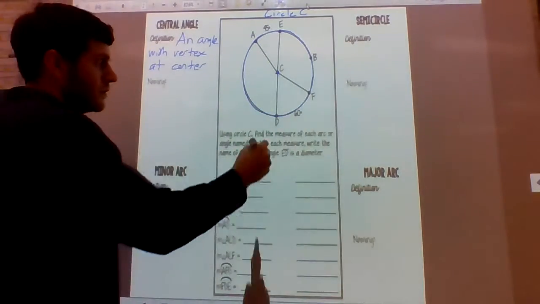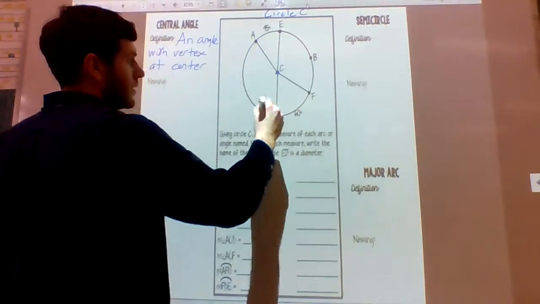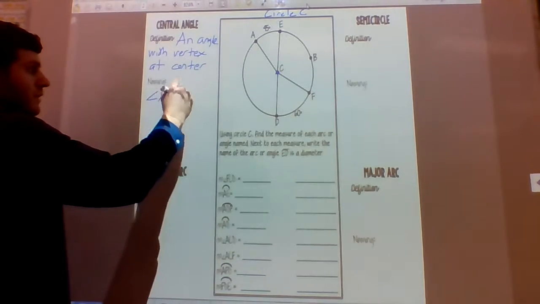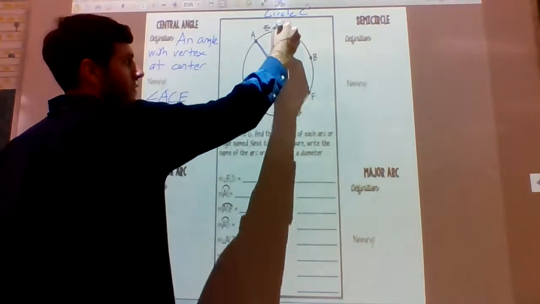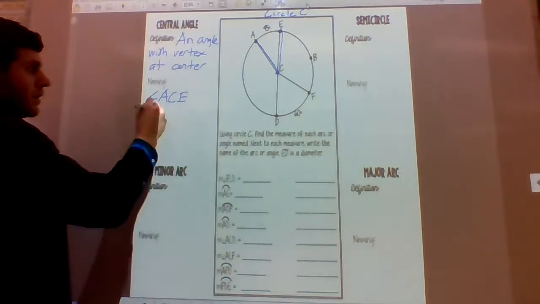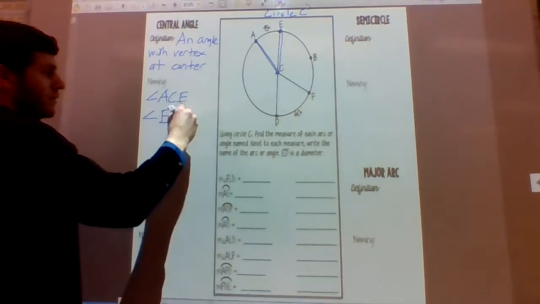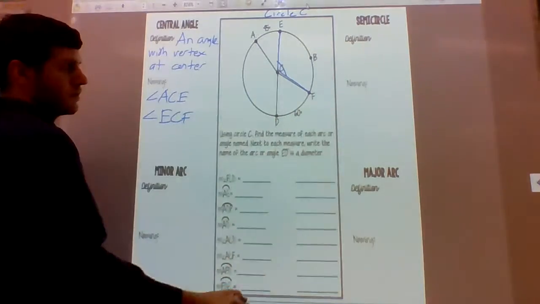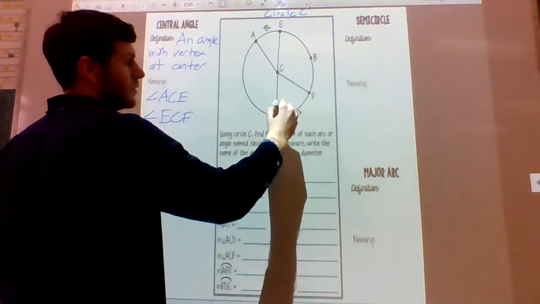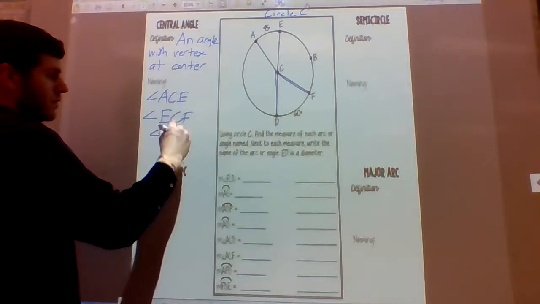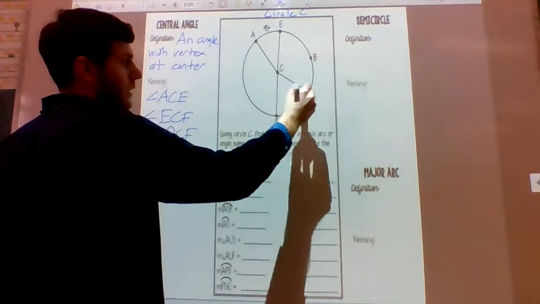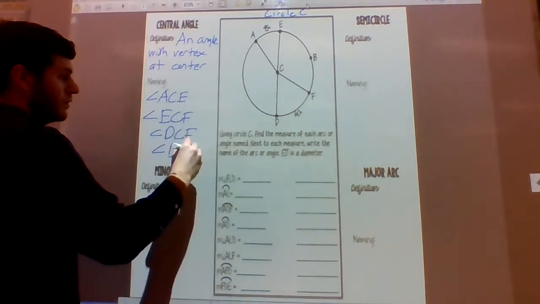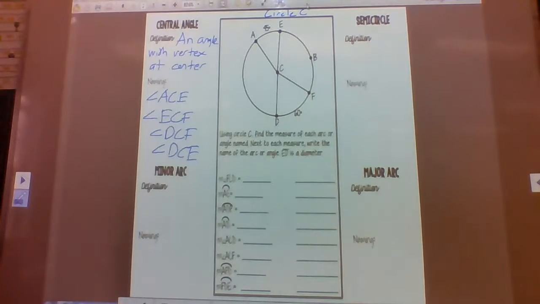Okay, and then our angle is any angle that has its vertex at the center. So for example, angle ACE is a central angle. Angle ECF is a central angle. C is the center. We also have angle DCF, and we can mix it up too. We can say angle DCE, that's going to be a straight angle. We could do angle FCA.